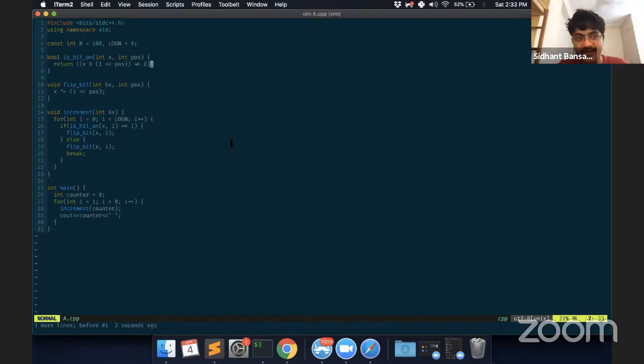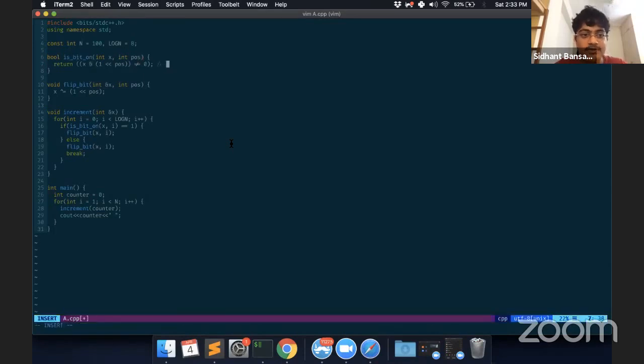Okay, const are basically things that can't be changed, right? And this particular thing basically means we are doing x AND, where AND is the binary AND operation, with 2 to the power pos. That's what we are doing, and we are testing whether this ANDed value is equal or not to 0.